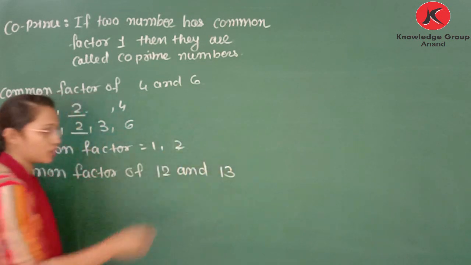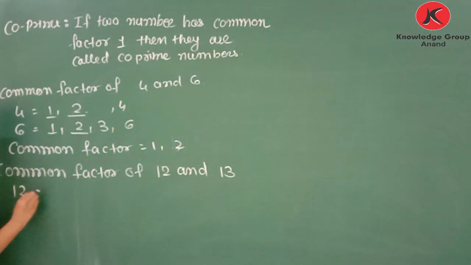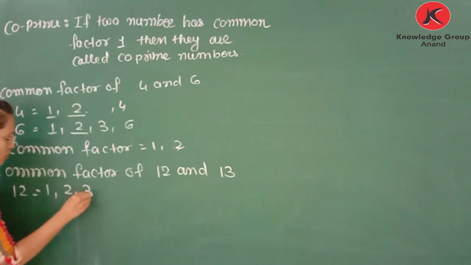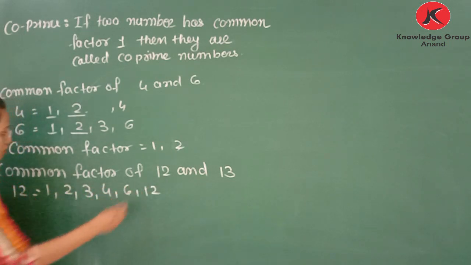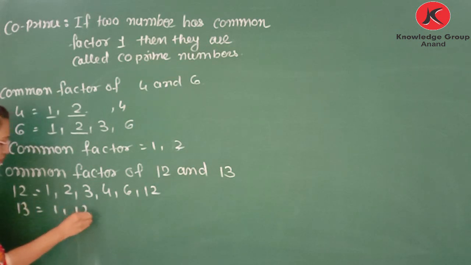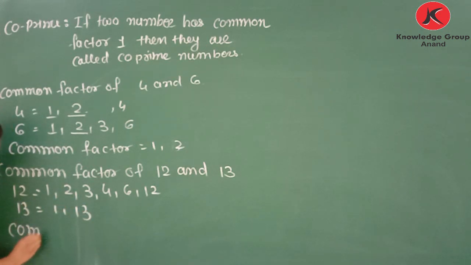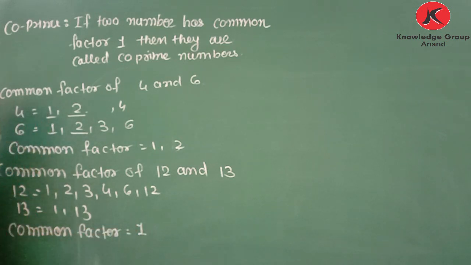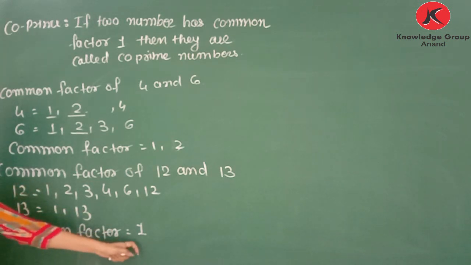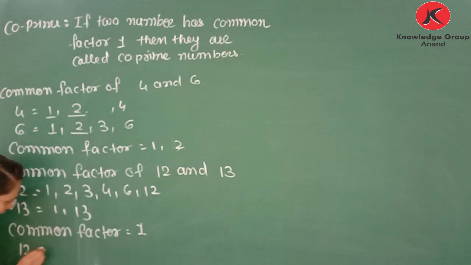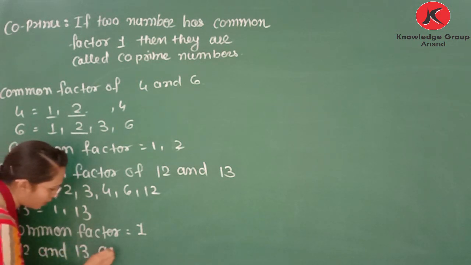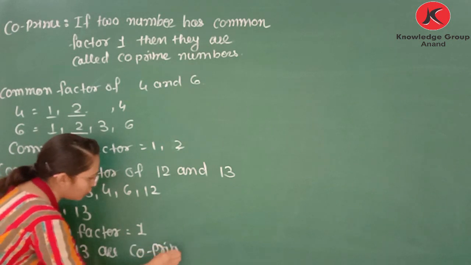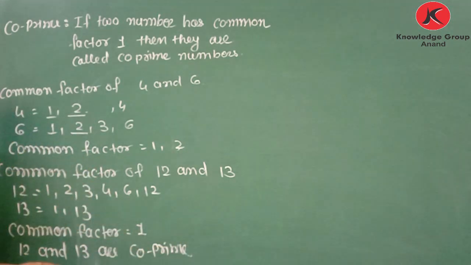Again, the common factor of 12 and 13. So let's find the factors of 12. It is 1, 2, 3, 4, 6 and 12. Factors of 13: 1 and 13. What is the common factor? Only 1. So for 12 and 13, the common factor is only 1. So 12 and 13 are co-prime. 1 is not co-prime by itself. Here 12 and 13 are called co-prime numbers.